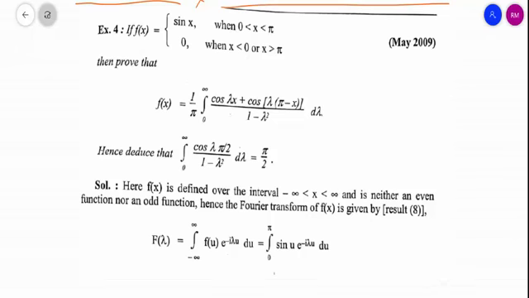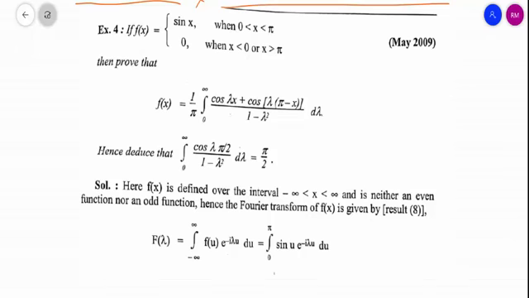And hence deduce that from this equation we have to prove another integration which has value pi by 2. So let us start our problem. Here, if you observe, this function is defined on the interval minus infinity to infinity.